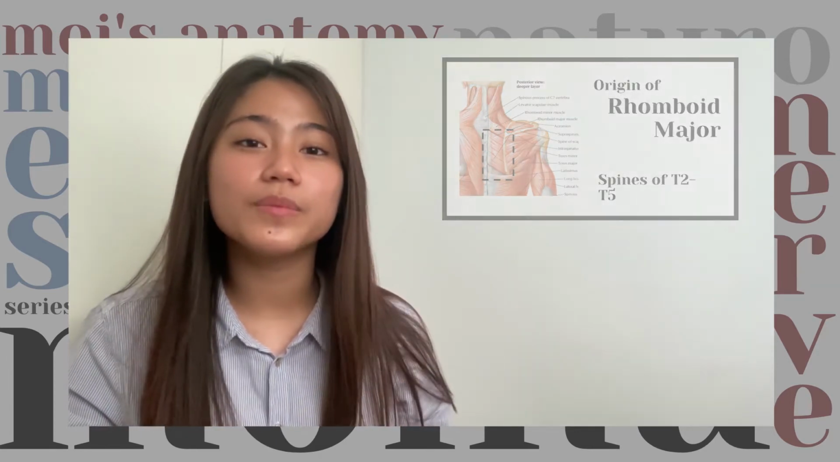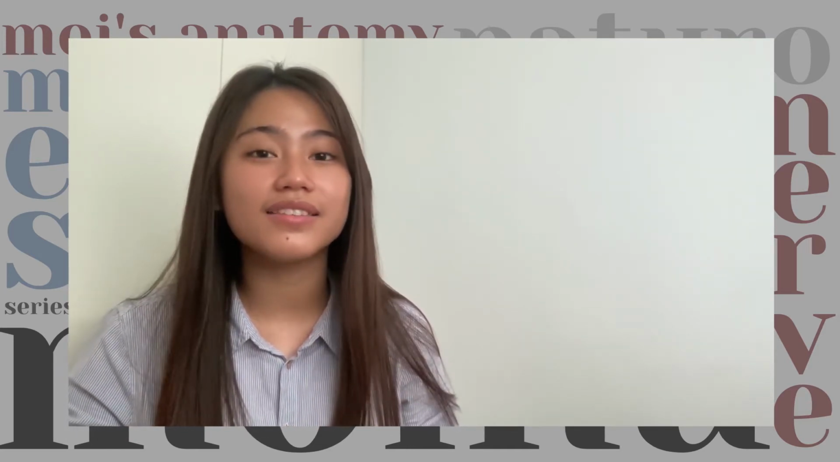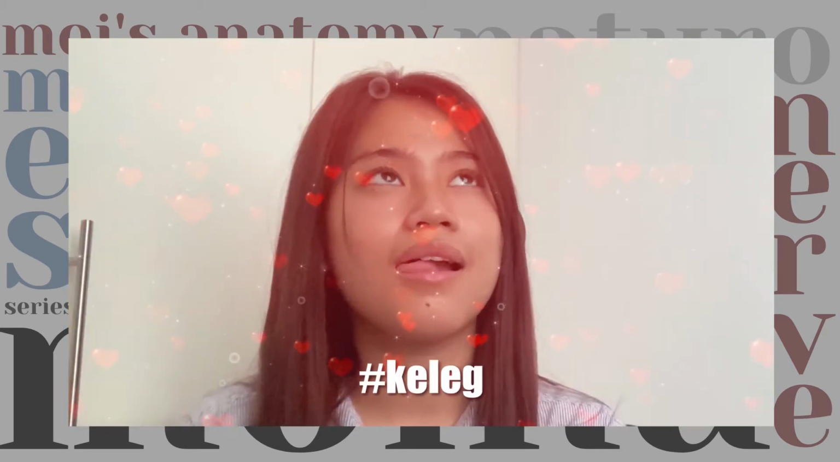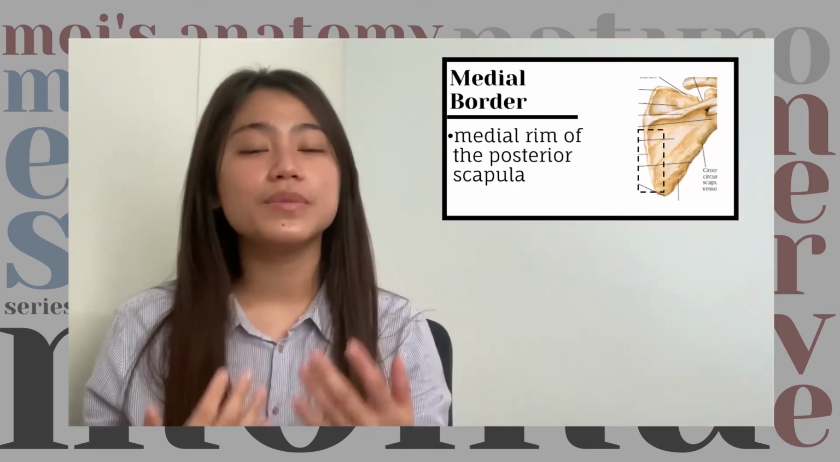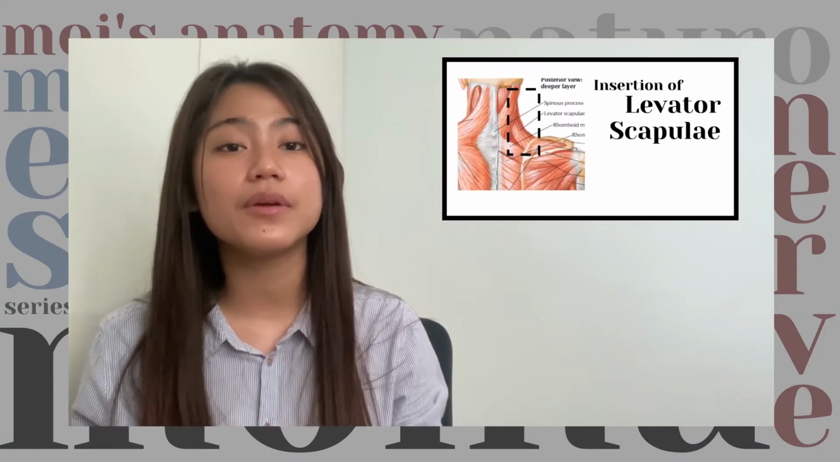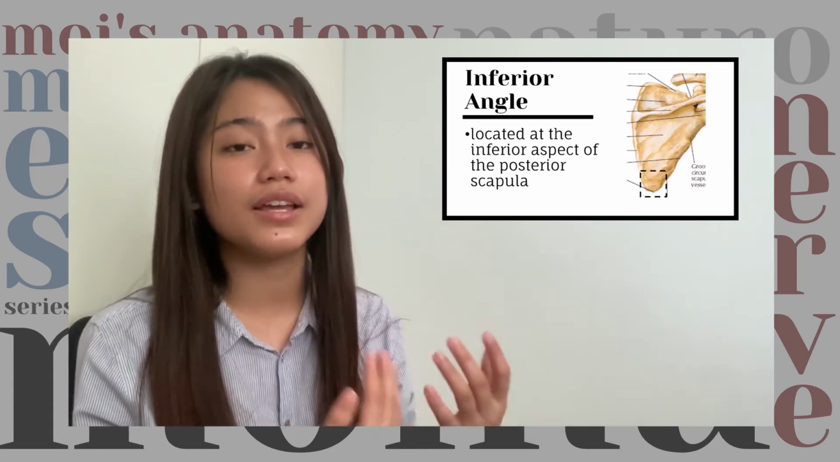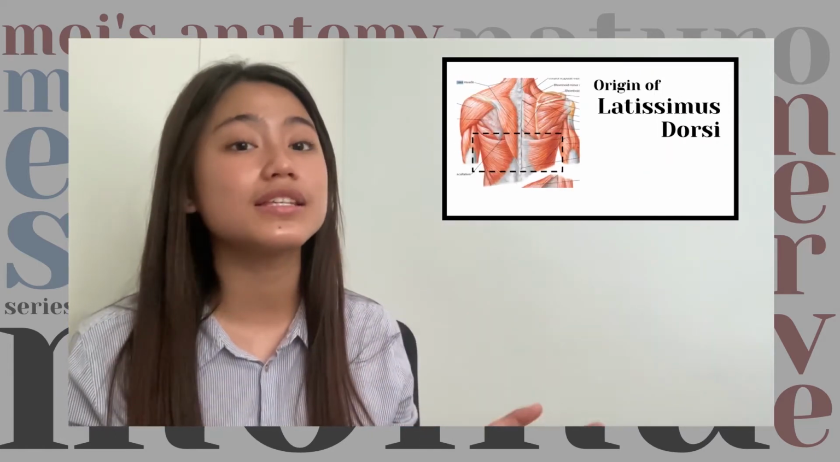In the scapula, we will be discussing 4 landmarks: the medial border, the inferior angle, the spine, and the acromion process of the scapula. We have discussed both the medial border and inferior angle in the past episode. The medial border is the medial rim of the posterior scapula, and it is where the levator scapulae and rhomboids insert. The inferior angle is the tip located at the inferior aspect of the posterior scapula, and it is one of the origins of the Latissimus Dorsi.